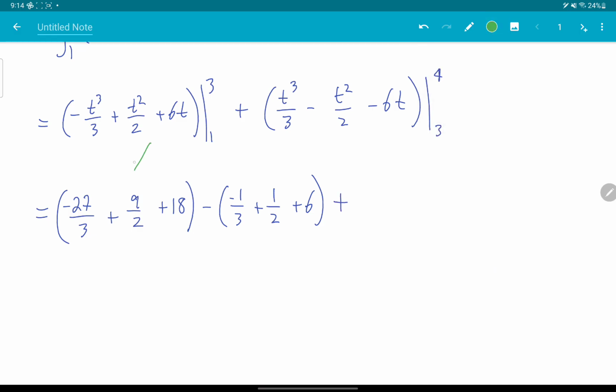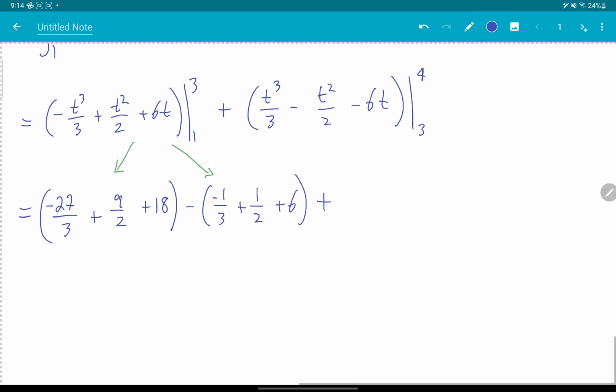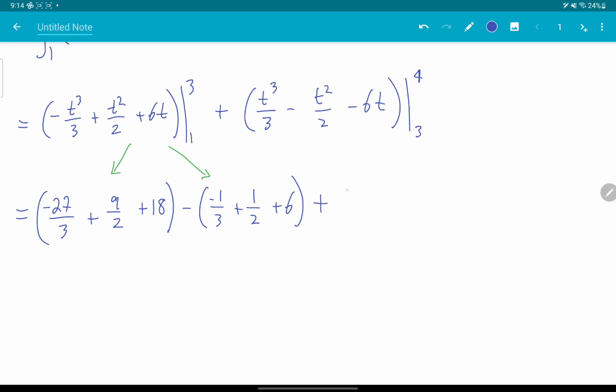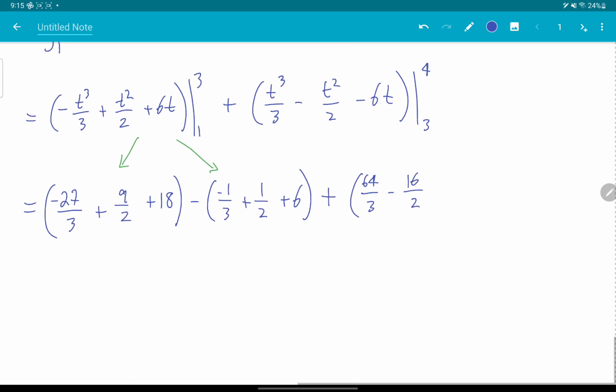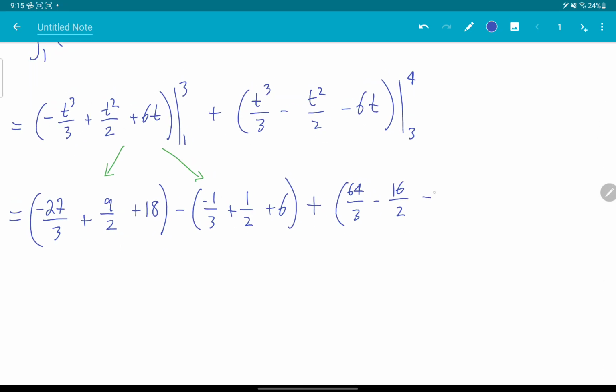Okay, so I did my FTC2 for that guy. And now I'll do the other guy. I will get 4 cubed over 3. Not 4 cubed, 64. 16 over 2 minus 24.